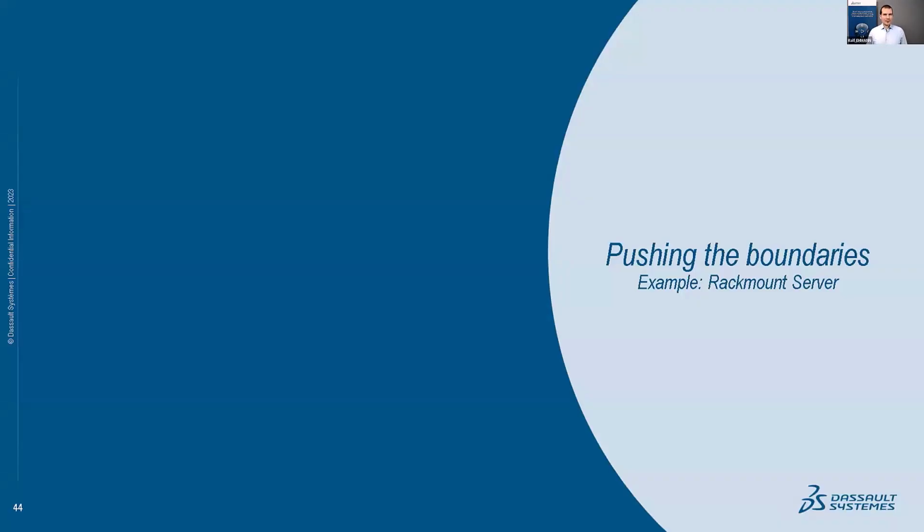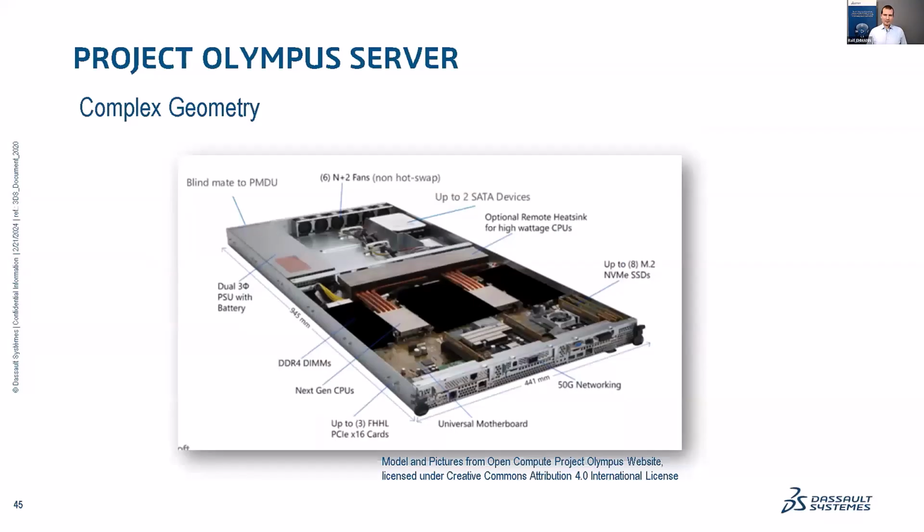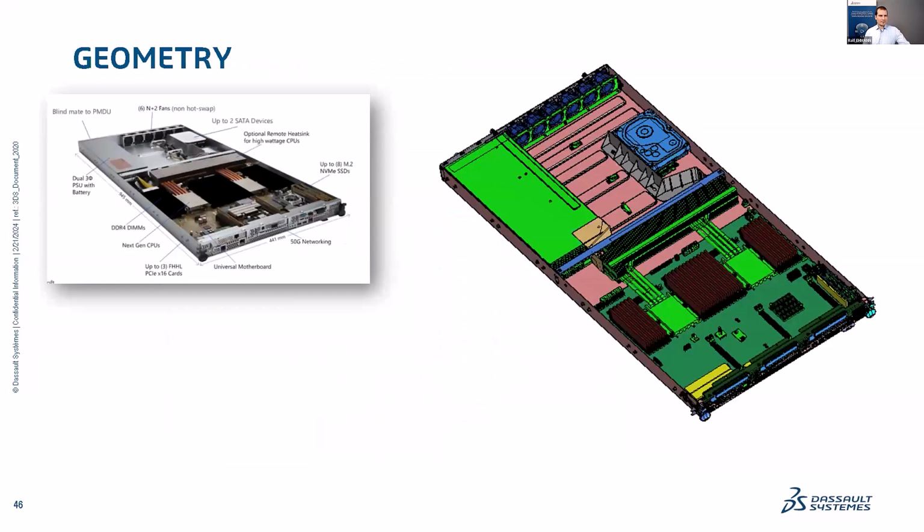I'm running out of time, so I'll be a bit quick now with the last example, which is where we're looking at something a bit bigger, namely a server. But the geometry itself is from an open source project, the Open Compute project, and the geometry was downloaded from a sub-project there, Project Olympus server, and we just imported it to CST. We can see we have a high degree of complexity.